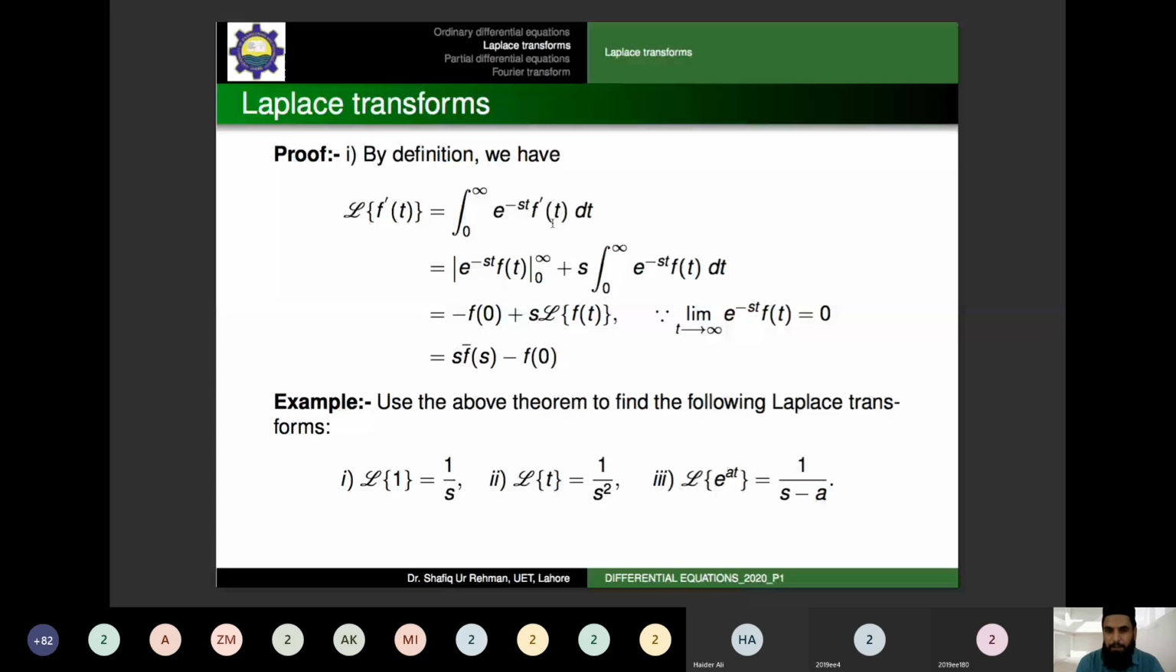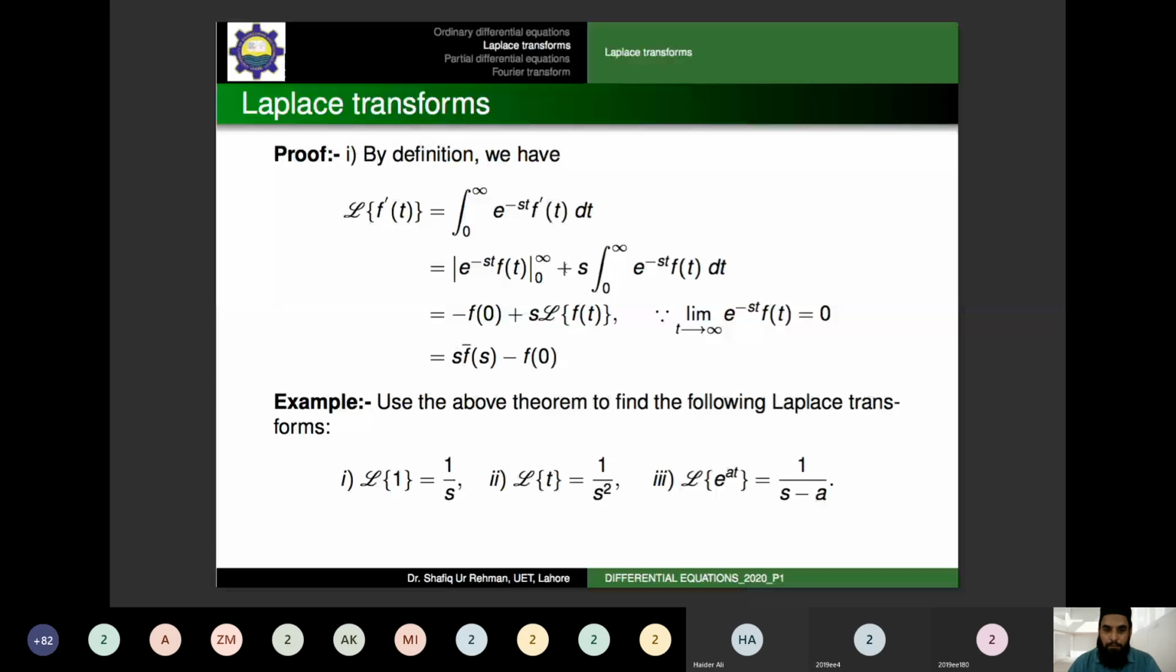By utilizing the fundamental theorem of calculus, integral and differential will cancel out, and we are left with the original function f of t over the interval from 0 to infinity. Then the integral of f prime means f of t. The derivative of e raised to power minus st will turn out to be e raised to power minus st times minus s. So minus s is adjusted outside the integral. Minus into minus is plus.